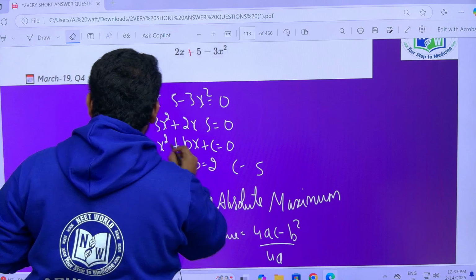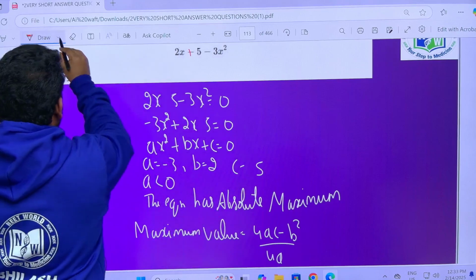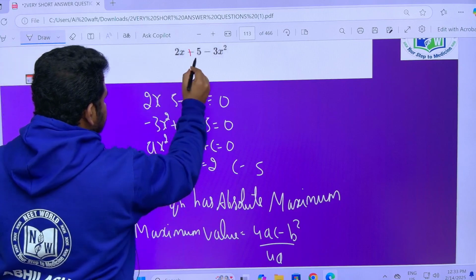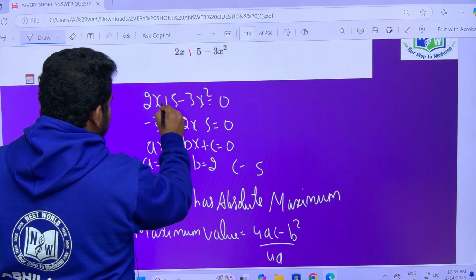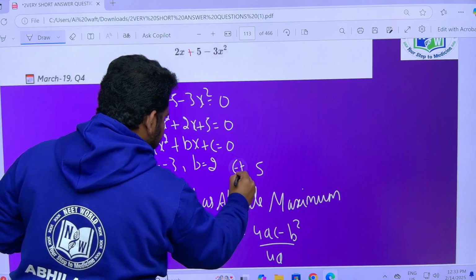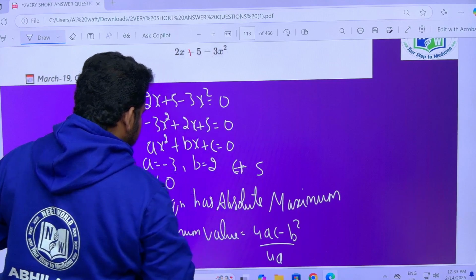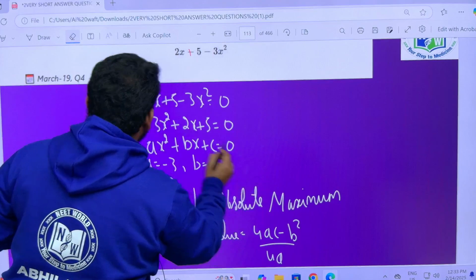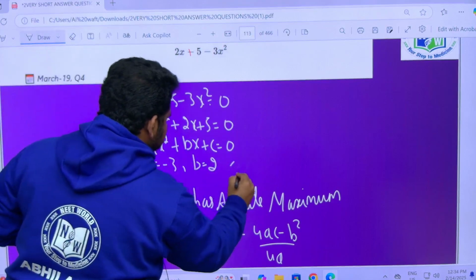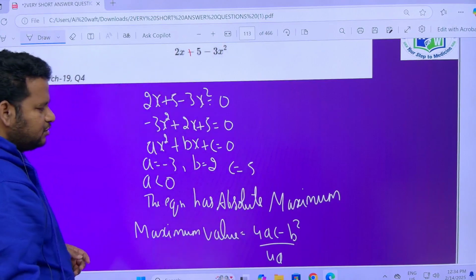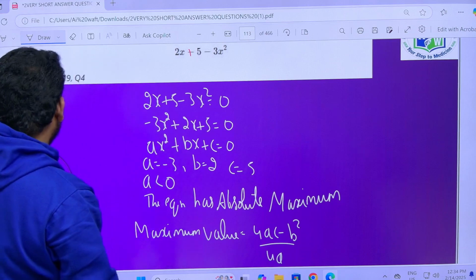So a slight change we have to make in this question. So this will become equal to plus 5. So C is equal to plus 5. C will be equal to plus 1, because I checked that the maximum value cannot be negative. Got it?